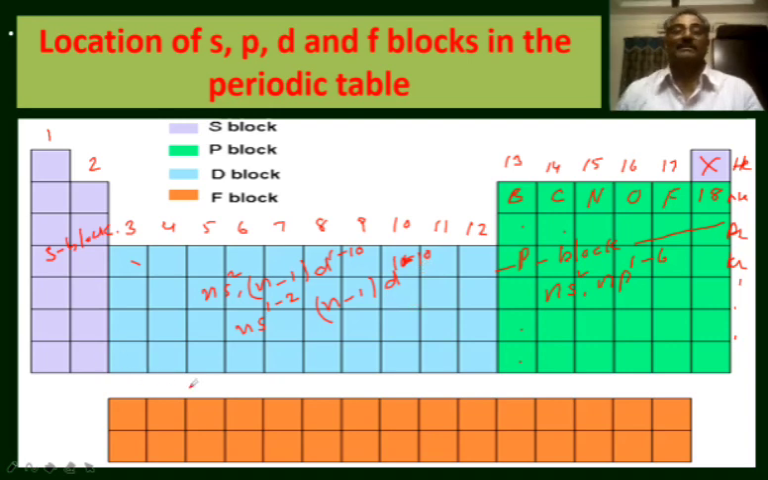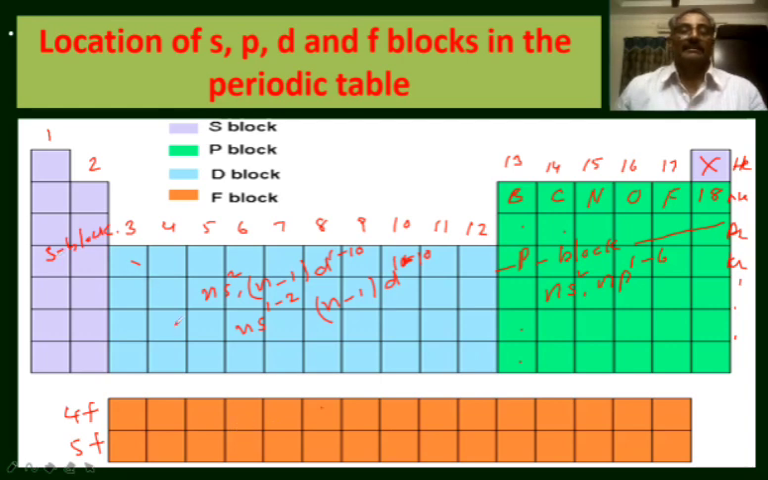The f block elements are arranged in 2 rows at the bottom of the main frame. There are 2 series of f block elements, the 4f series and 5f series. The f block elements are the elements in which the differentiating electron enters into the f orbital of antipenultimate shell.